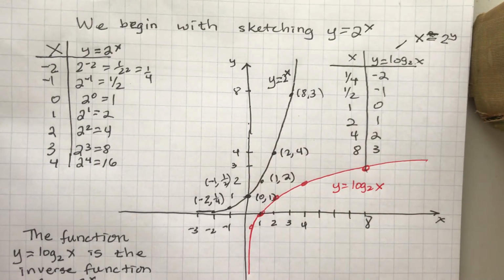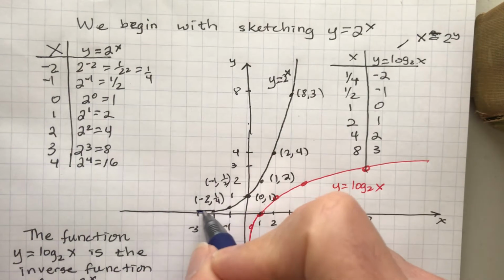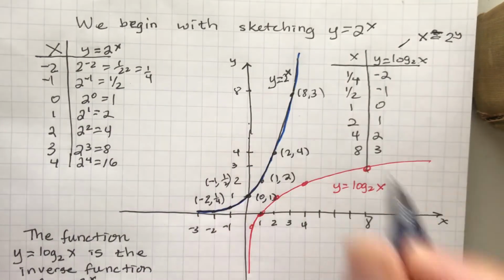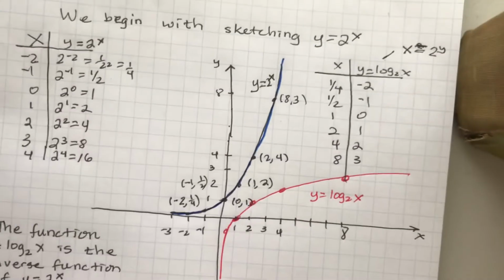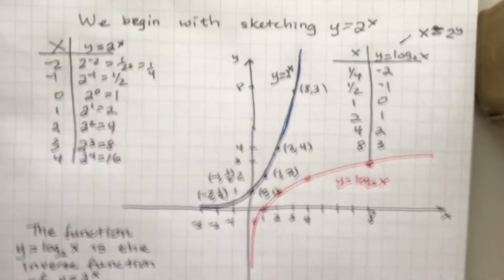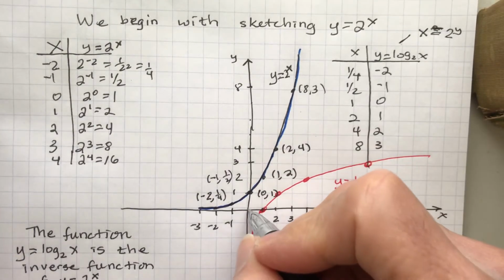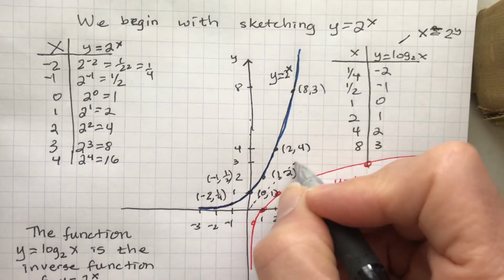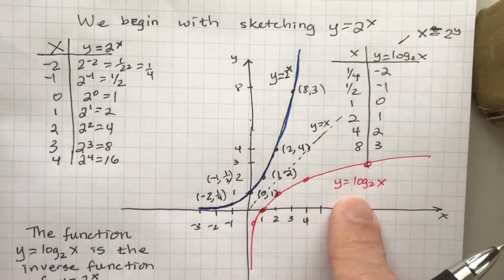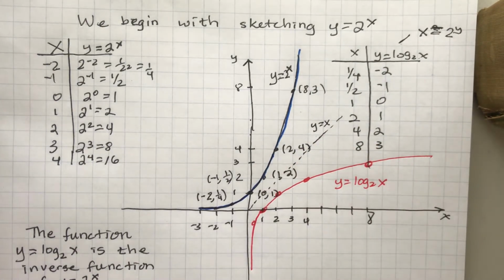And this is how you can find the graph of any inverse function. And also, the graph of an inverse function is a reflection around the line y equals x. So if I do sketch the line y equals x, the inverse is a reflection around that line.